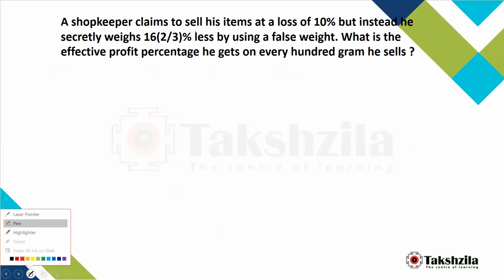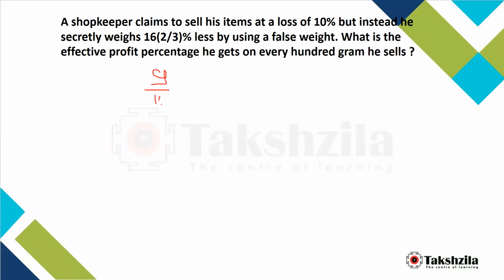A shopkeeper claims to sell his items at a loss of 10%. Okay, loss of 10%. 10% means if the cost is 10, he's selling at 9. So this multiplying factor less than 1 is the loss. But instead, he secretly weighs 16 2/3 percent less by using a false weight.